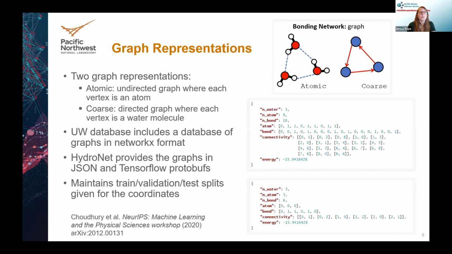We also provide a coarse representation, which is a directed graph where each vertex is a water molecule and the edges are hydrogen bonds pointing from the donor to the acceptor. Again, these are given in the same multiple formats with the same splits for train, test and validation. We decided to provide all this to make working with this data set easy for chemists, for whom formatting the data may be a hassle, and this gives an easy way to ingest it, but also for computer scientists who may not understand the intricacies of hydrogen bonding. So we've made those hydrogen bonds explicit in the graph structure here.